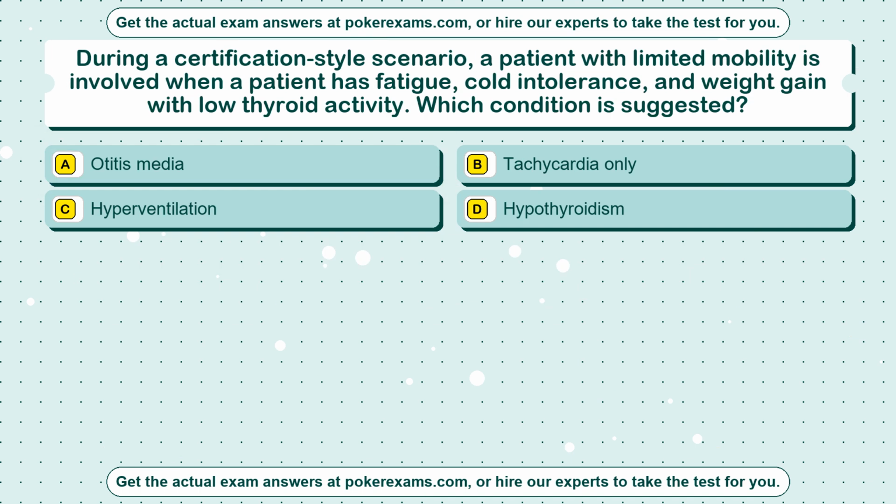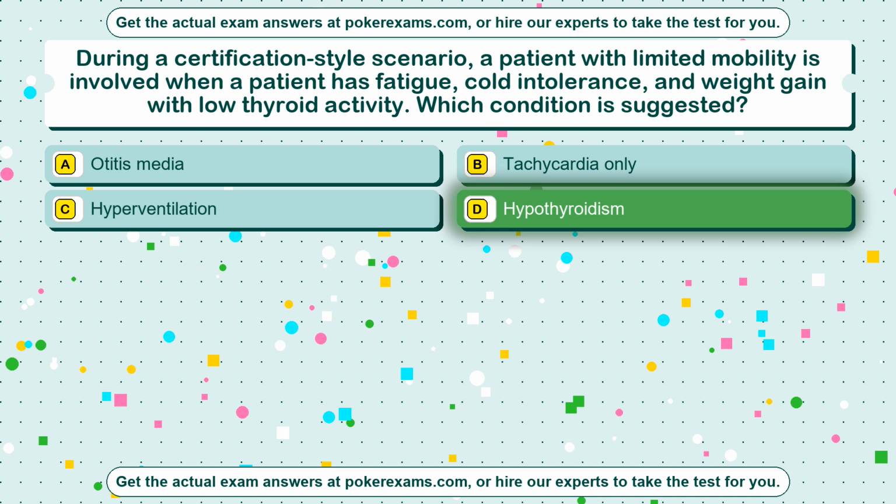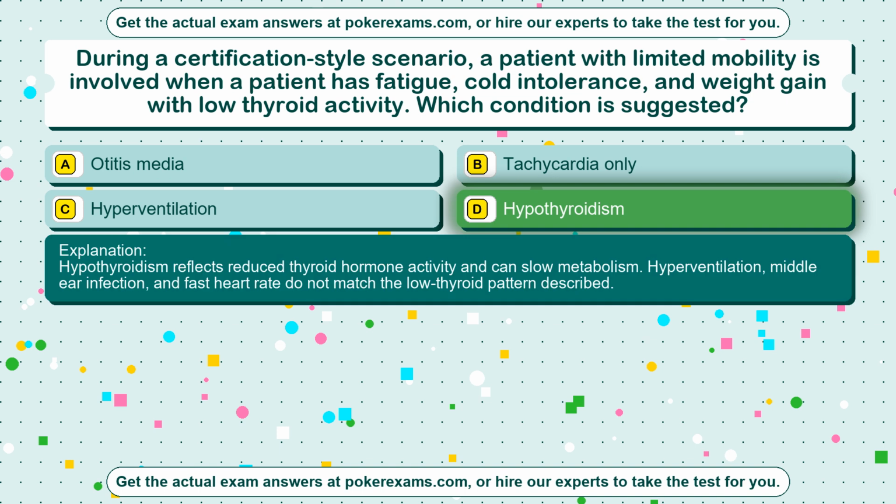Question 56. During a certification-style scenario, a patient with limited mobility has fatigue, cold intolerance, and weight gain with low thyroid activity. Which condition is suggested? Option A, otitis media. Option B, tachycardia only. Option C, hyperventilation. Option D, hypothyroidism. The correct answer is option D, hypothyroidism. Hypothyroidism reflects reduced thyroid hormone activity and can slow metabolism. Hyperventilation, middle ear infection, and fast heart rate do not match the low thyroid pattern described.